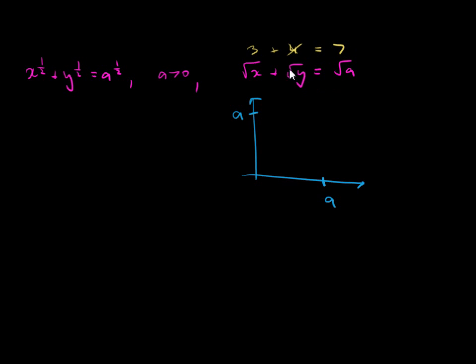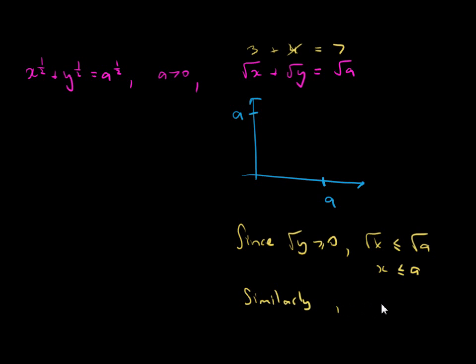So if I take away this number, which is greater than or equal to 0, since the square root of y is greater than or equal to 0, what's left, the square root of x, is going to be less than or equal to the square root of a, which of course means x is less than or equal to a. And you can do a similar thing, so similarly, we end up with y less than or equal to a. Maybe you haven't seen that before. Basically, we've found out that x can't get greater than a, so x has to be on this side of a, and obviously it's greater than 0, and also y is less than a as well.